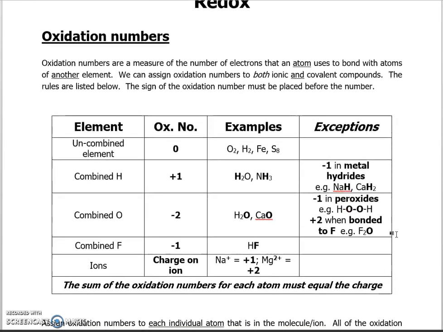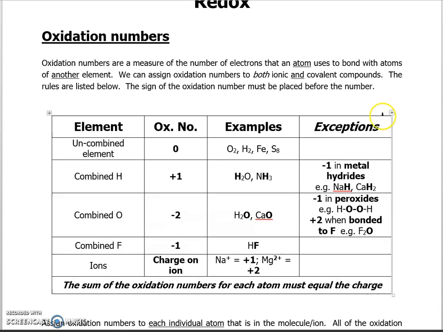So oxidation numbers. Oxidation numbers are a measure of the number of electrons that an atom uses to bond with atoms of another element. Now, you can assign oxidation numbers to both ionic and covalent compounds. It's a similar concept to the charge, but charges only occur on ions. Now, there's a set of rules that we have to obey. This is a simplified set of rules. You can put more detailed rules together if you so wish.